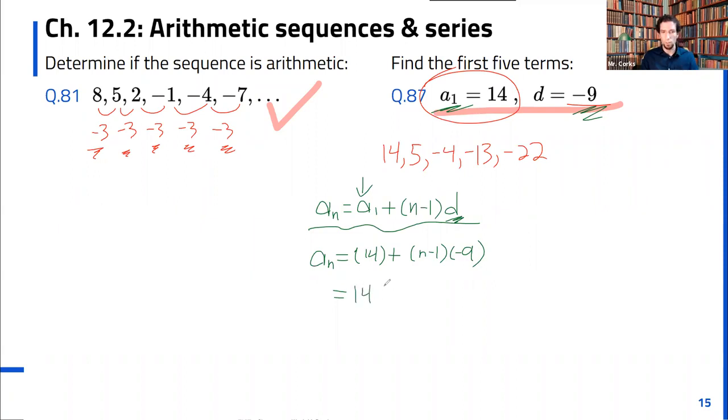So 14 plus n times -9 will become minus 9n. And then the next part, -1 times -9, will turn into positive 9. And then 14 plus 9 will give us 23. Sorry, not 25.